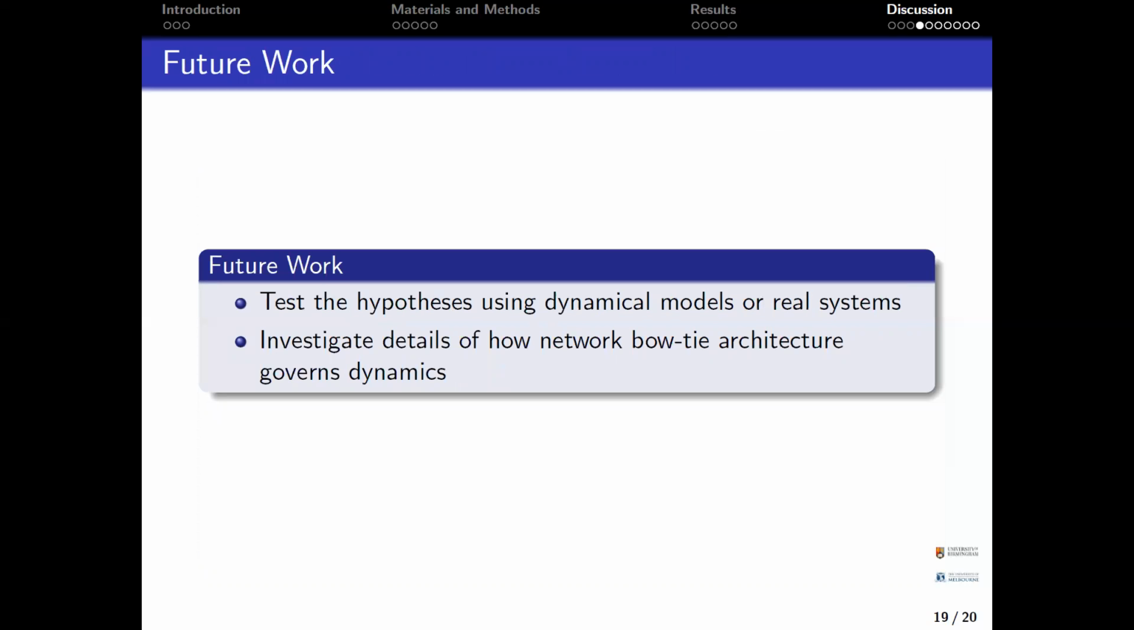So in future, we want to test this hypothesis using dynamical models or maybe real systems. And we also want to investigate details of how the network bow tie architecture governs the network dynamics.